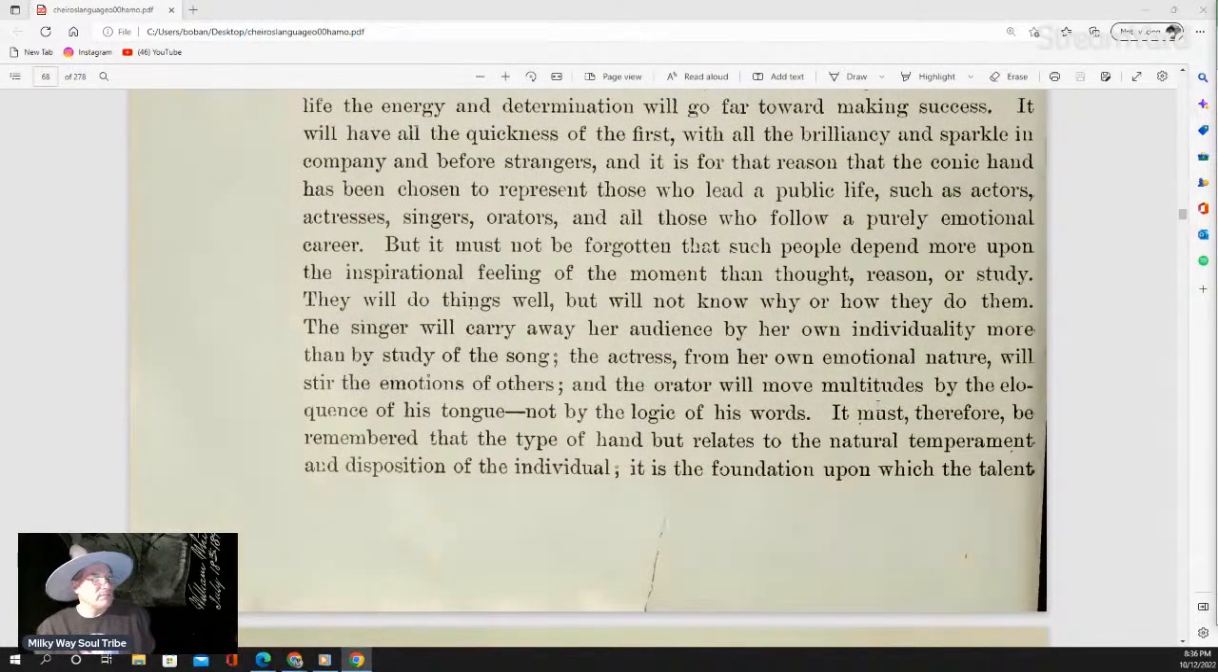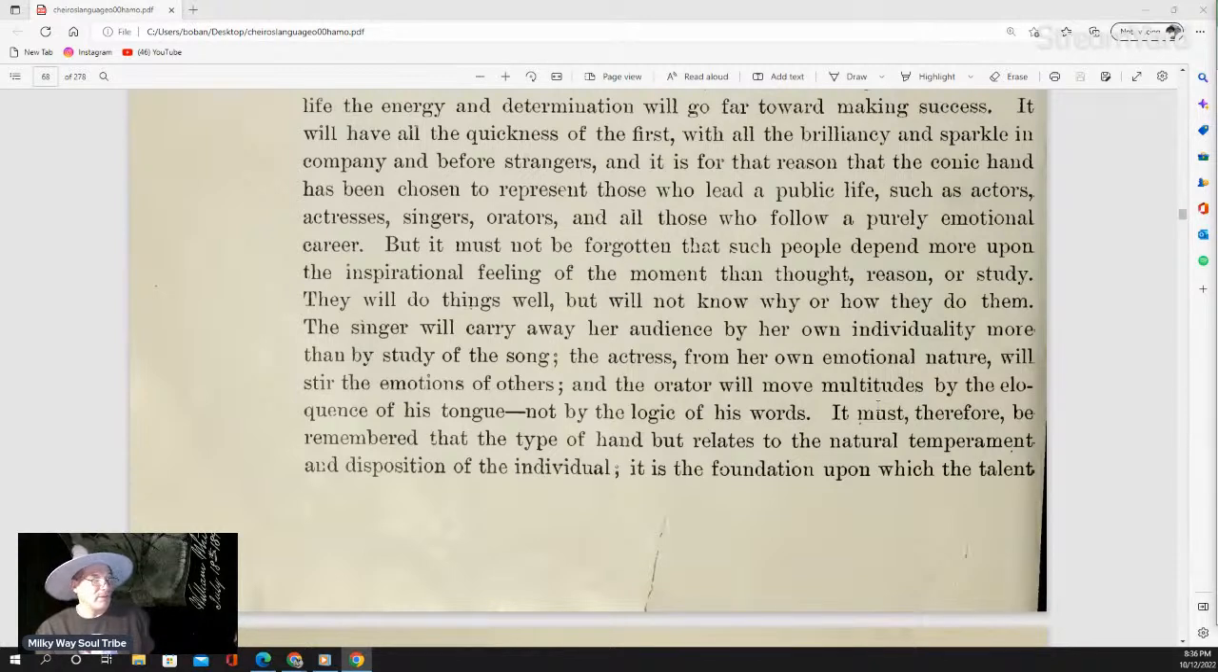But it must not be forgotten that such people depend more upon the inspirational feeling of the moment than upon reason or study. They will do things well, but will not know why or how they do them. The singer will carry away her audience by her own individuality more than by studying the song. The actress, from her emotional nature, will stir the emotions of others, and the orator will move multitudes by the eloquence of his tongue, not by the logic of his words.